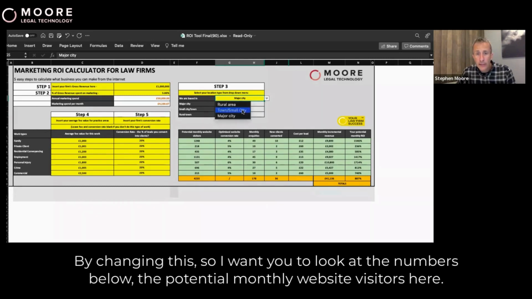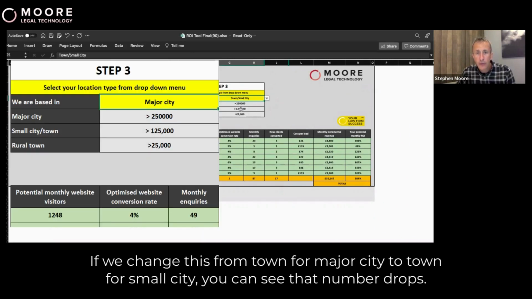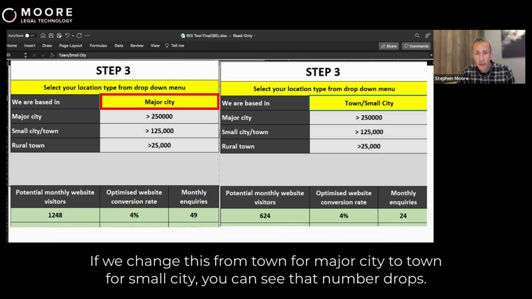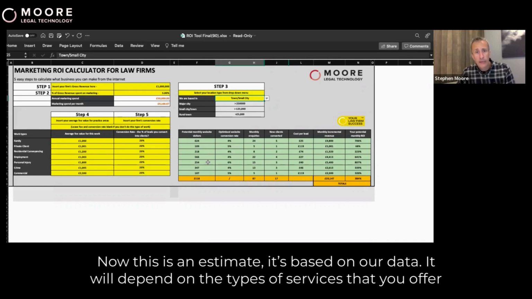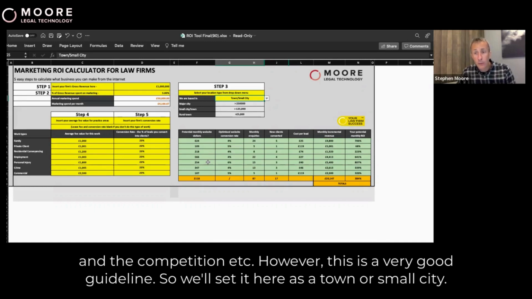By changing this, I want you to look at the numbers below. We've got potential monthly website visitors here. If we change this from major city to town, small city, you can see that number drops. Now, this is an estimate. It's based on our data. It will depend on the types of services that you offer and the competition, etc. However, this is a very good guideline. So we'll set it here as a town or small city, okay?